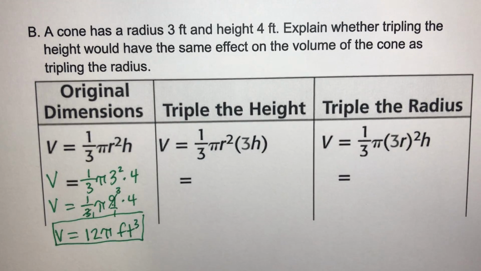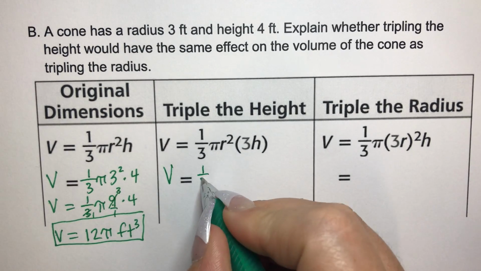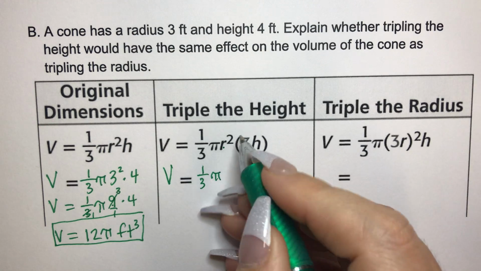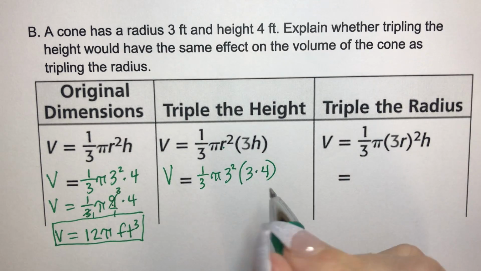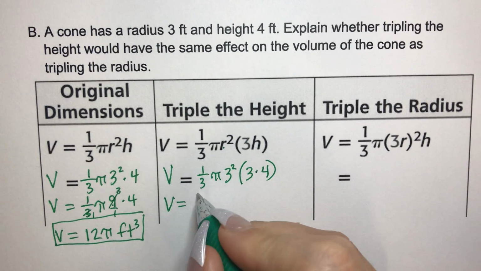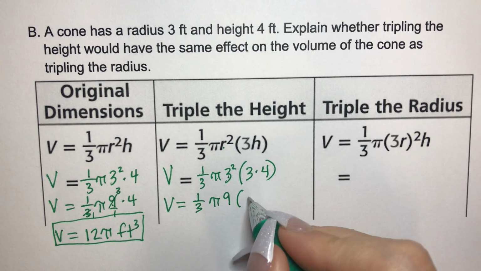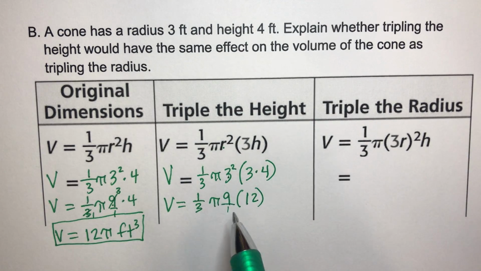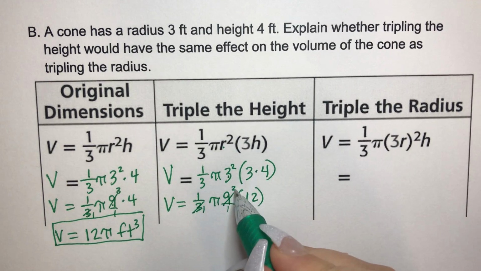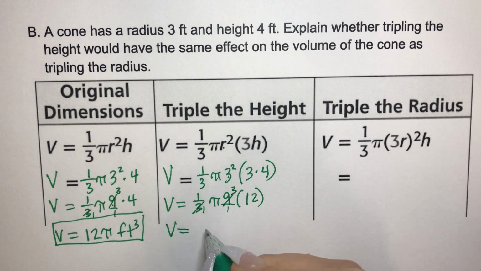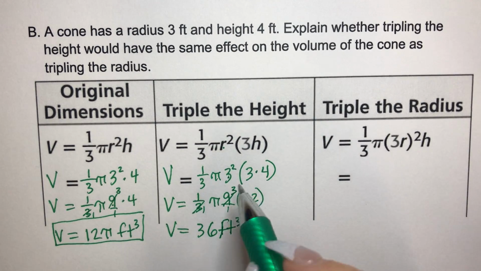Okay? Now let's go ahead and triple the height and see what happens. Okay, so we have our volume equals 1/3 pi r squared. R is 3 squared. And now we're tripling the height. 3 times 4. And what do we get? Volume equals 1/3 pi. 3 squared is 3 times 3, which is 9. 3 times 4 is 12. And we're going to cross cancel here. 3 goes into 3 and 9. 3 goes into 3 one time. 3 goes into 9 3 times. 3 times 12 is 36. So the volume equals 36 feet cubed for tripling the height.